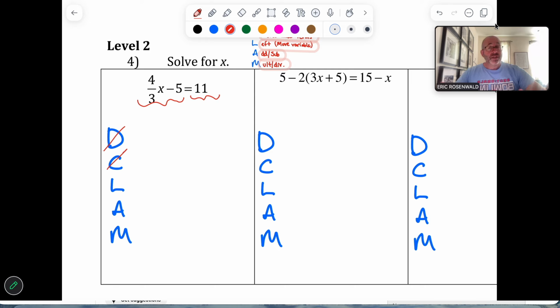Okay? The next step, we're going to move our variables so that they're on the left side. And if by chance there's one on the right side, we're going to move it to the left and get it to join up. When we look at it, the variable's already on the left. There's nothing on the right, so I don't have to worry about moving anything to the left.